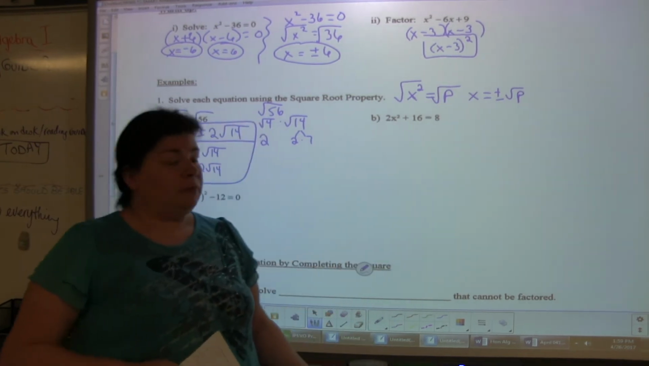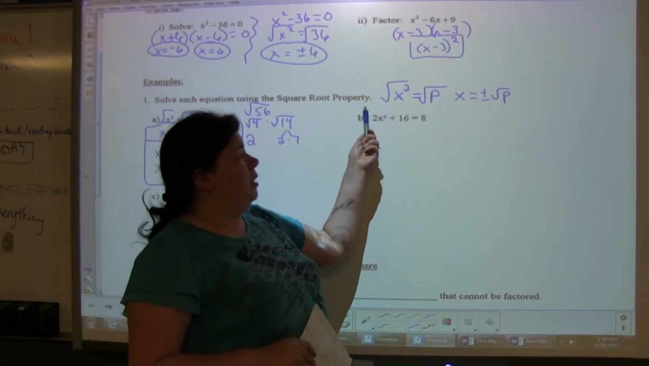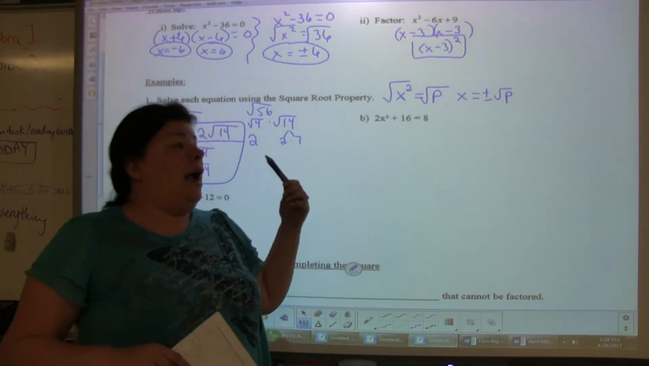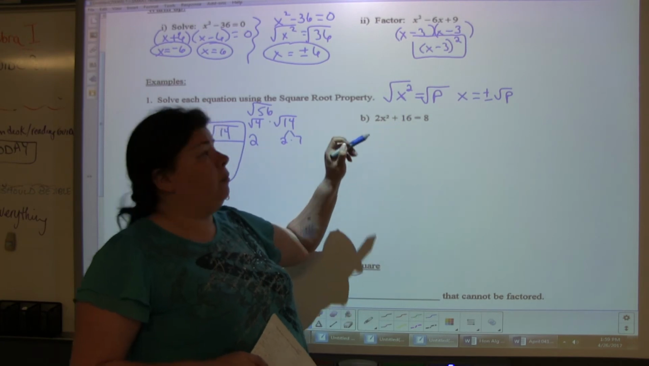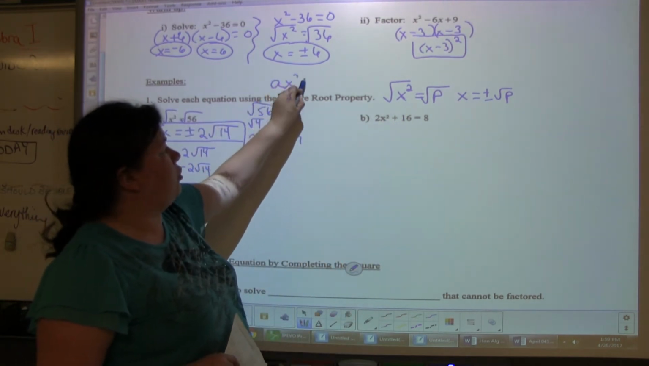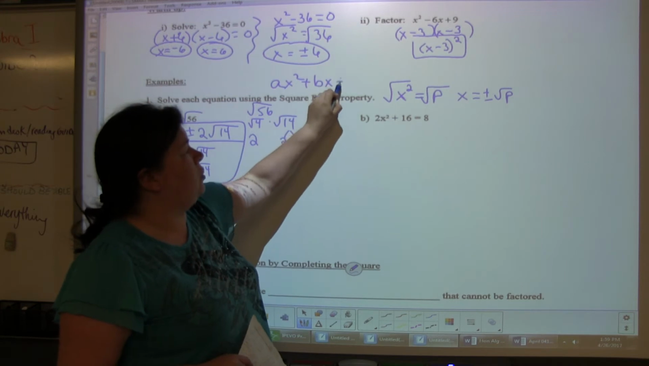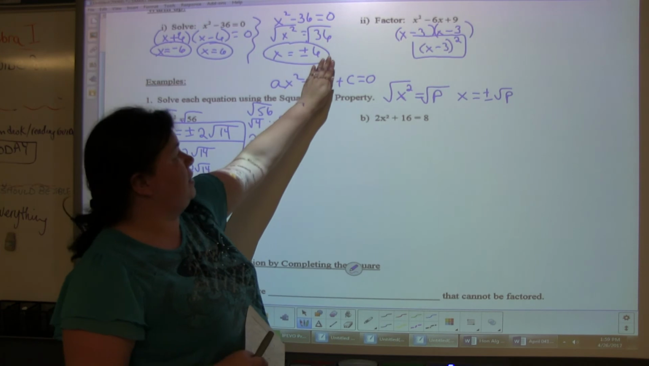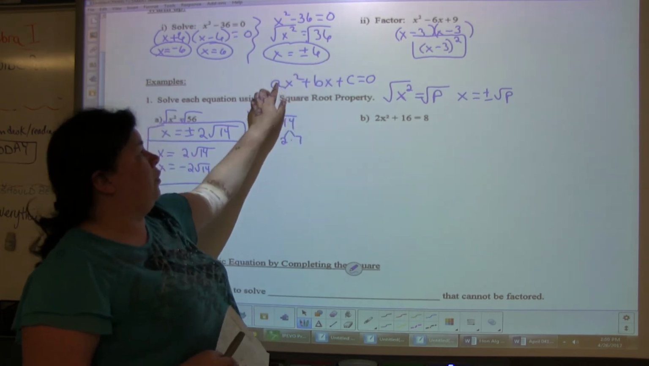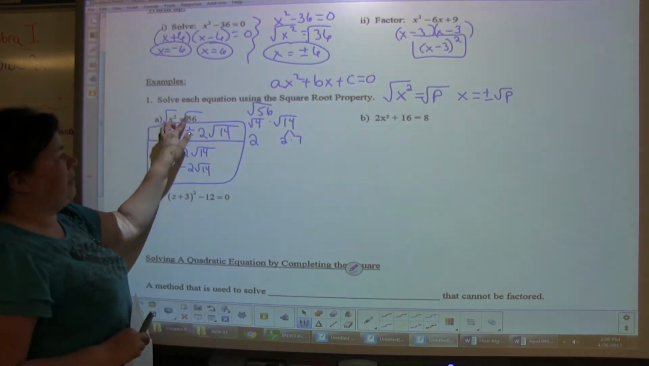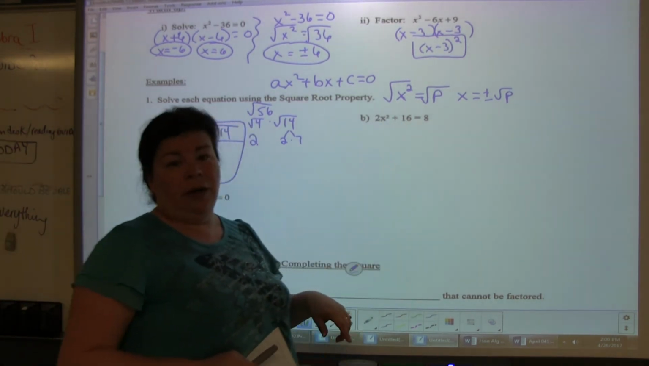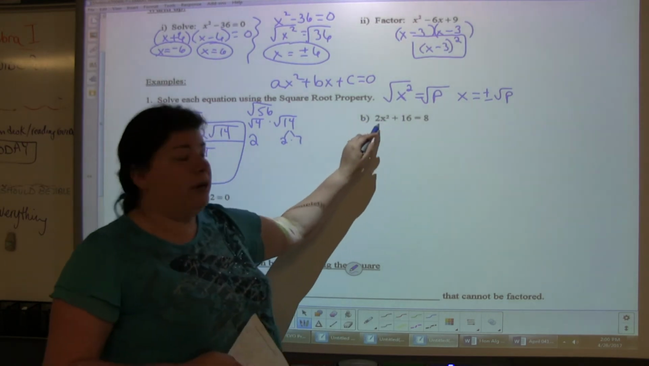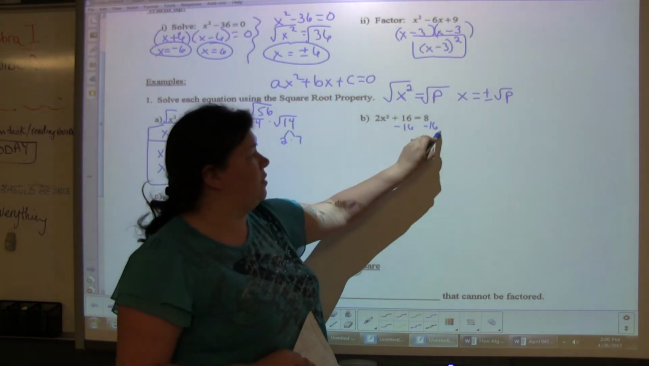Okay, here, since I have my quadratic term and a constant, I don't have a b term. In other words, I don't have a quadratic equation in standard form because I don't have a linear term. So when you're missing that linear term and you only have your quadratic and a constant, just like we did here, we can use the square root property method. So I'm going to isolate this square term by subtracting 16 from both sides.